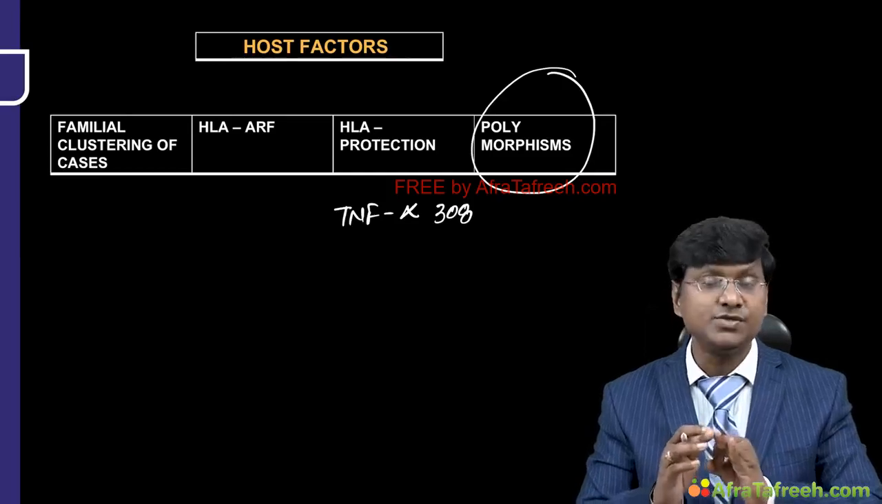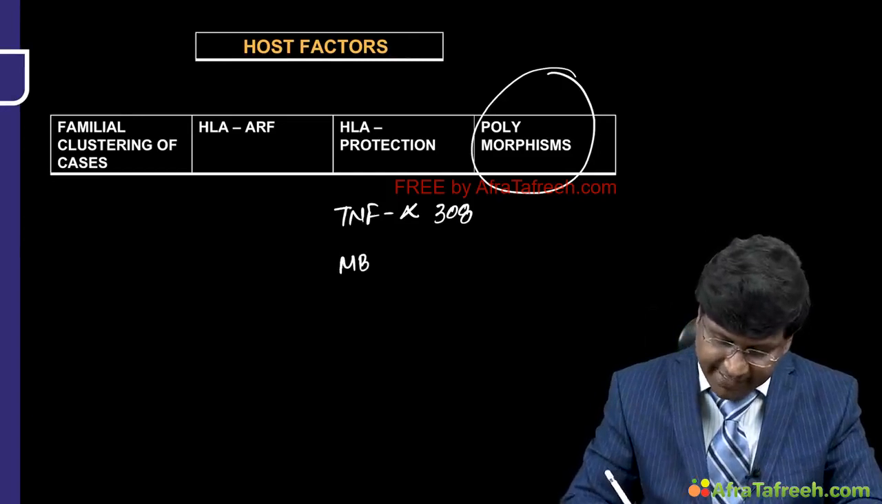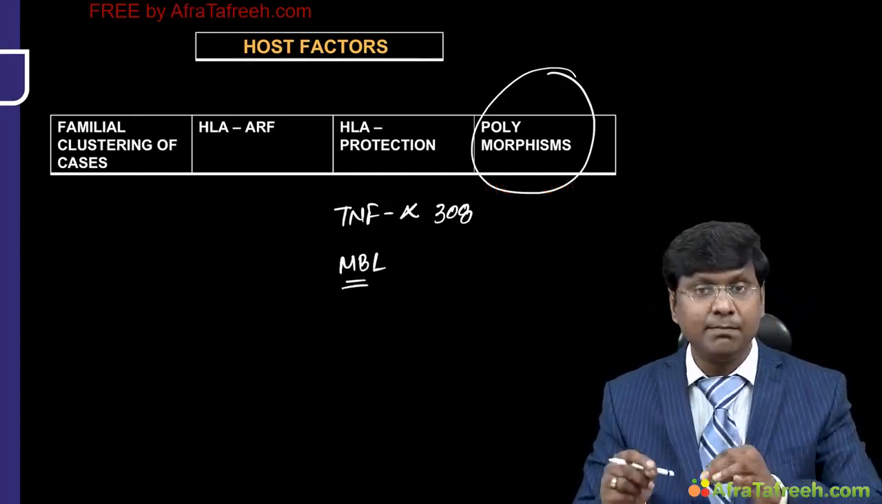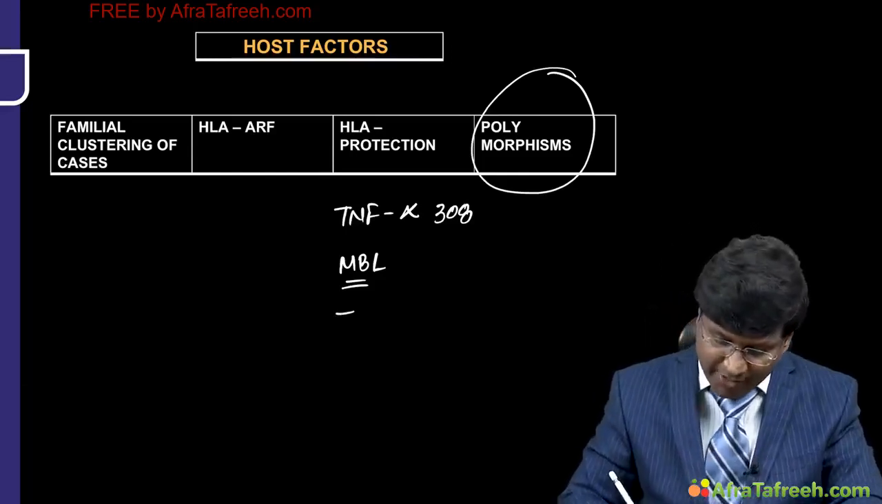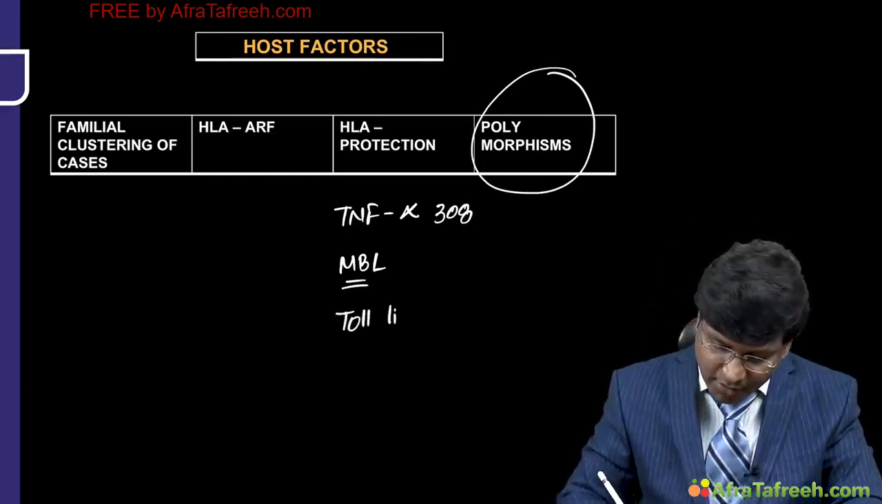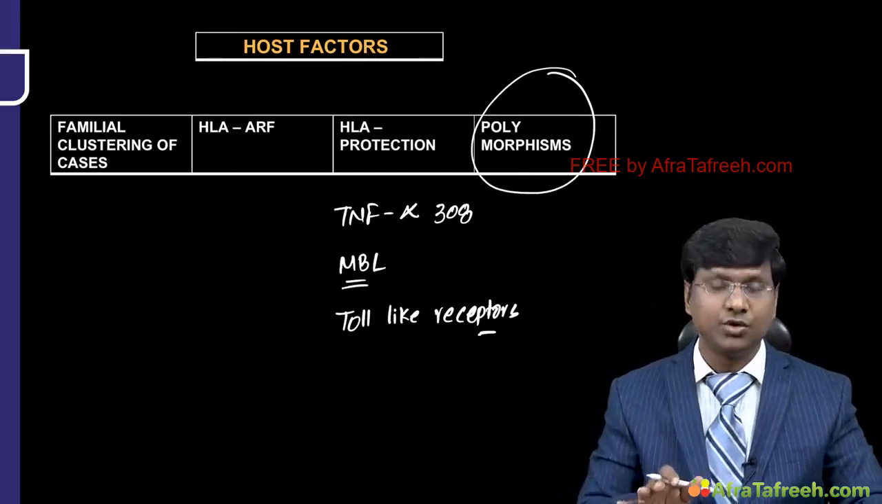Next, the presence of high levels of circulating mannose binding lectin, MBL, which stands for mannose binding lectin, polymorphisms of mannose binding lectin, and polymorphisms of toll-like receptors. Okay, so these are the host factors.